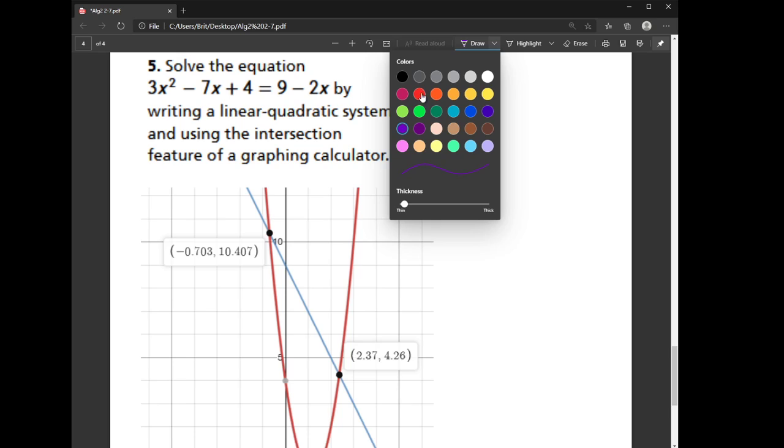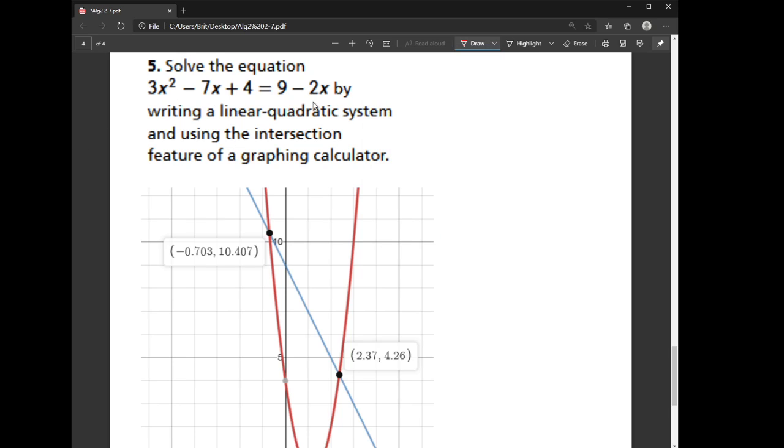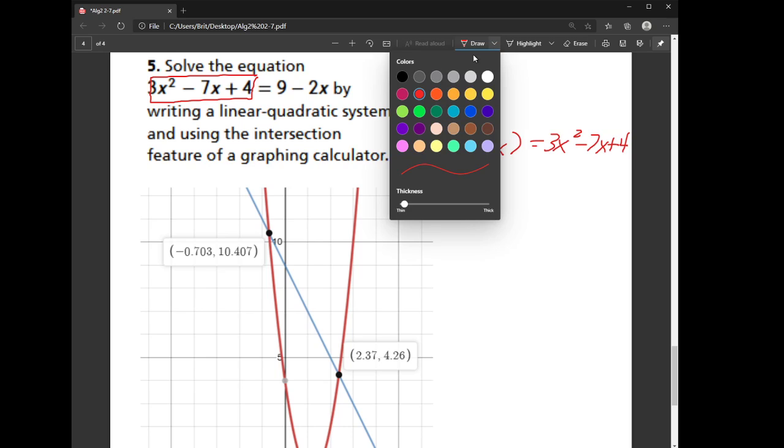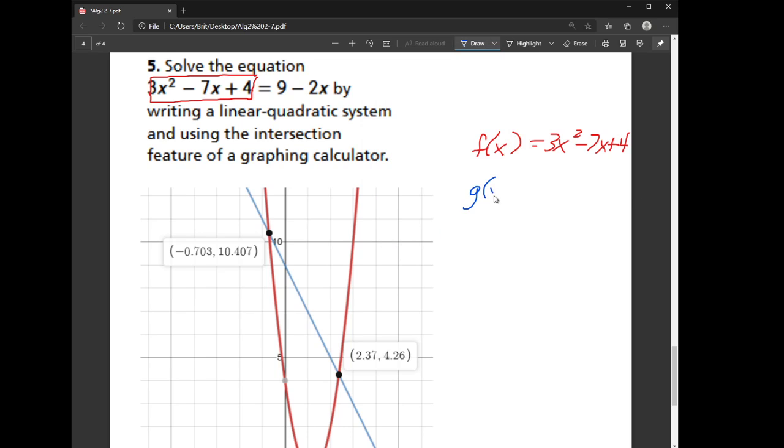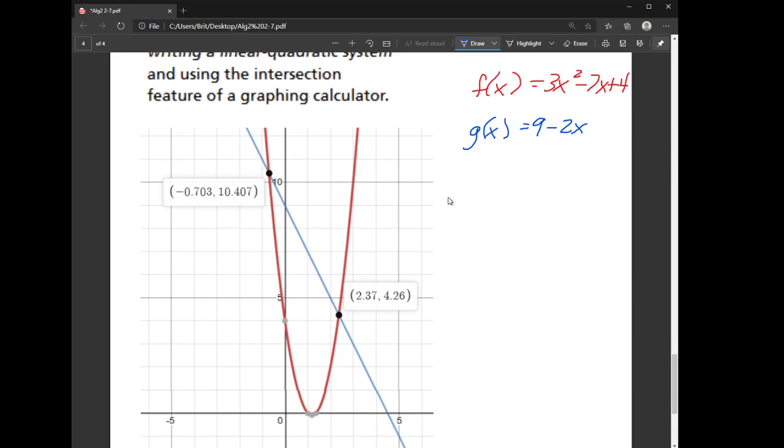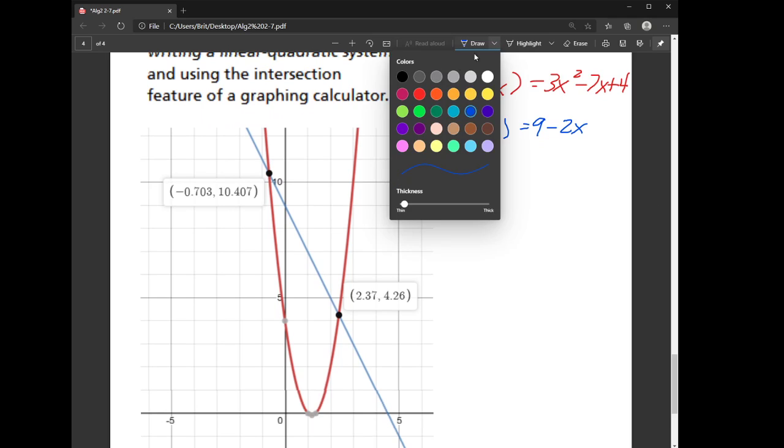So here we are. Here's another example. In this equation, I called my first function 3x squared minus 7x plus 4. And you can see that's the red parabola on my graph. And my second equation, I called it 9 minus 2x. So it's just each side of the equal sign. And that's my blue line.